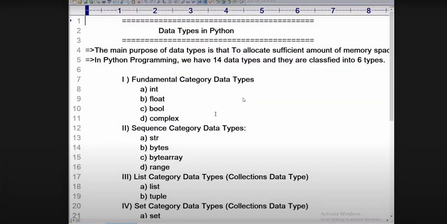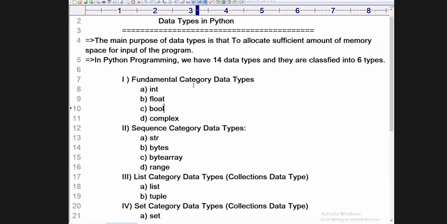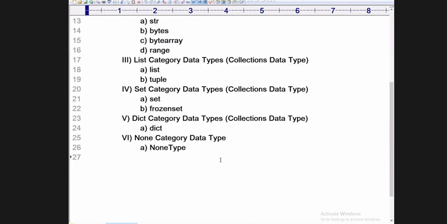In the last session, we discussed data types and the purpose of data types. The 14 data types are classified into six categories, and then we started with fundamental data types. My question: all the data types in Python are called dash.